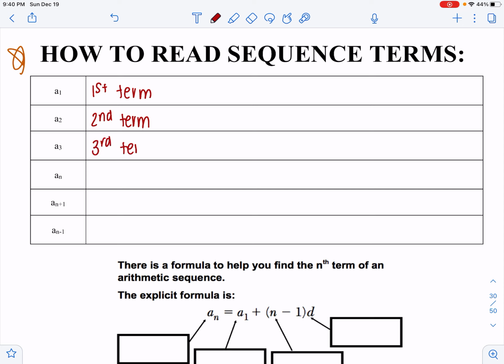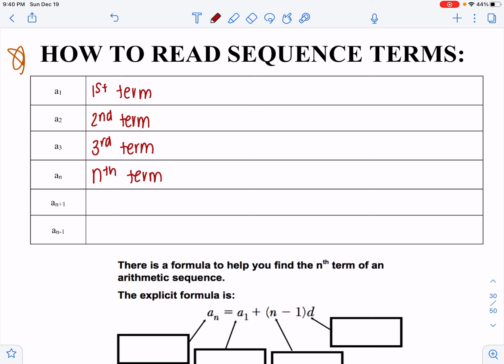Here's where a lot of us started getting confused in class. A with the little n. N in this case is a variable, meaning you can replace it with any number that you want. So if, let's say this was 5, then this would be the 5th term. If it was 7, it would be the 7th term. Okay, so n just means any term number.